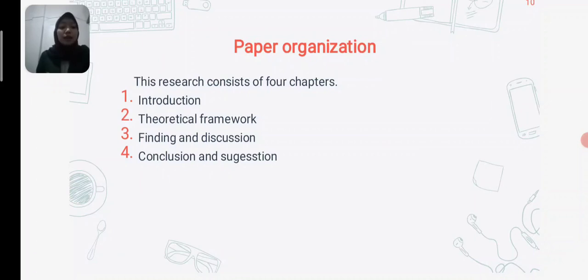Next is theoretical framework. This chapter contains clear explanation about all theory which is used in this research. Third is finding and discussion. In this chapter, the researchers applies the theory to the data to find out the result. And the last chapter consists about the conclusion and the suggestion of this research.